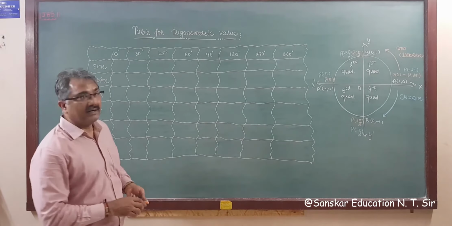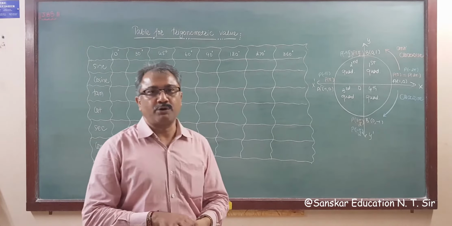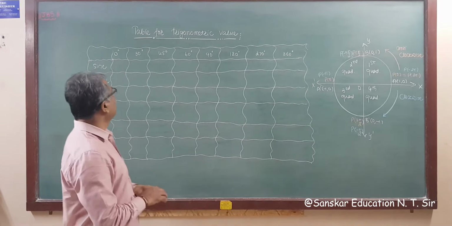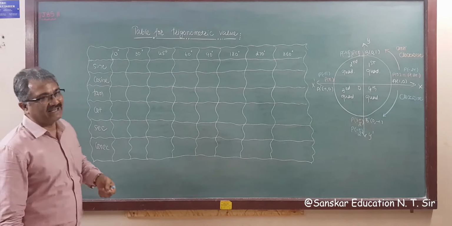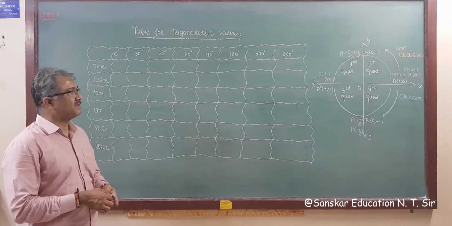Now we are going to construct a trigonometric values table, right? For sine, cos, tan, cot, secant, cosec, all 6 trigonometric functions.